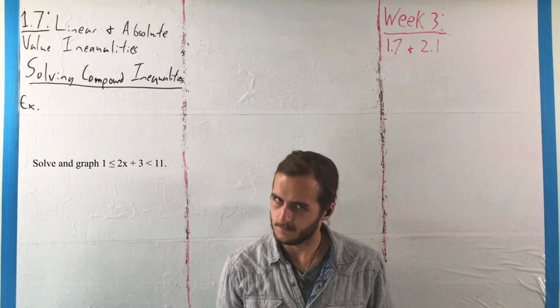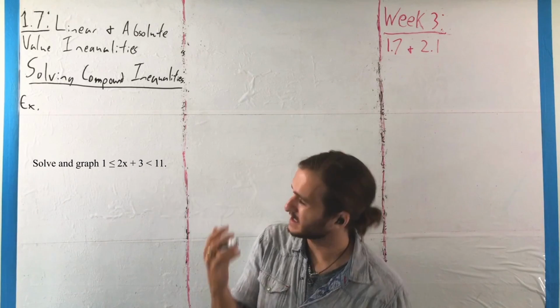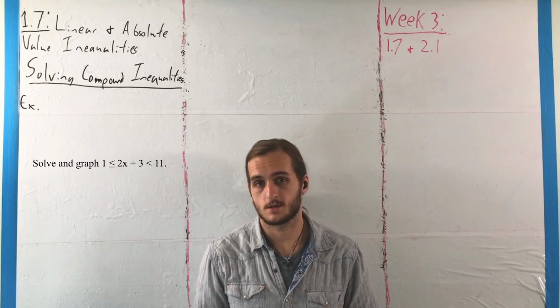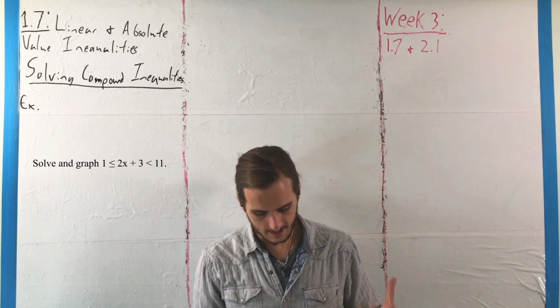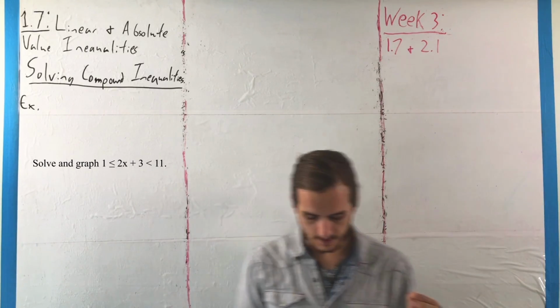For this example, we want to solve and graph the compound inequality 1 is less than or equal to 2x plus 3, which is itself strictly less than 11. So in this case, we have to be just a little bit more careful of the fact that we have those inequalities on both sides instead of just the one, where essentially we have to treat this like we've got two going on at the same time.